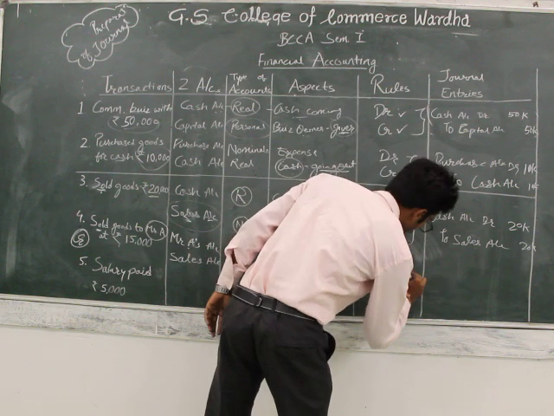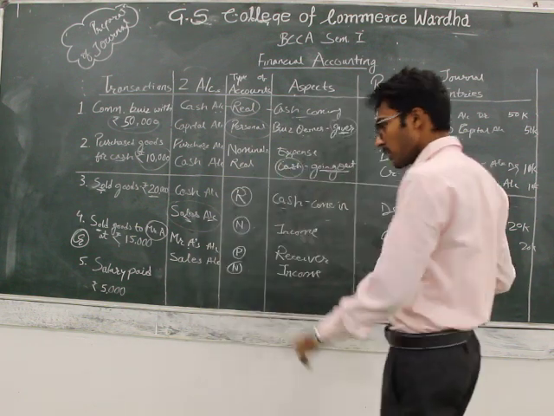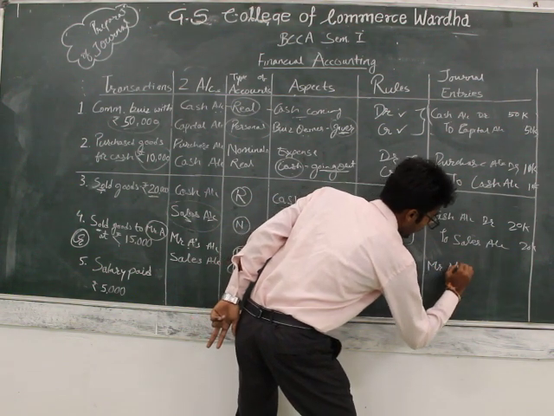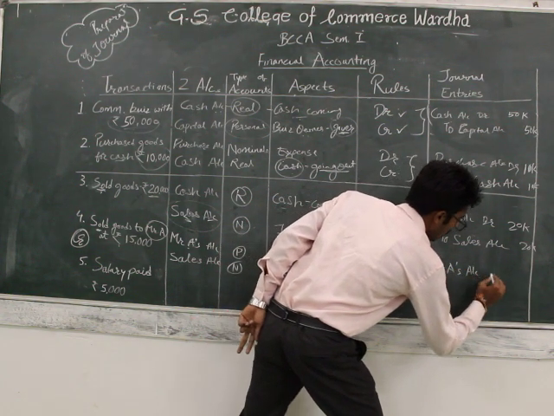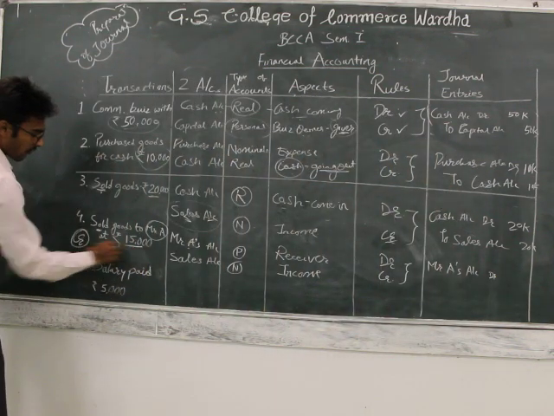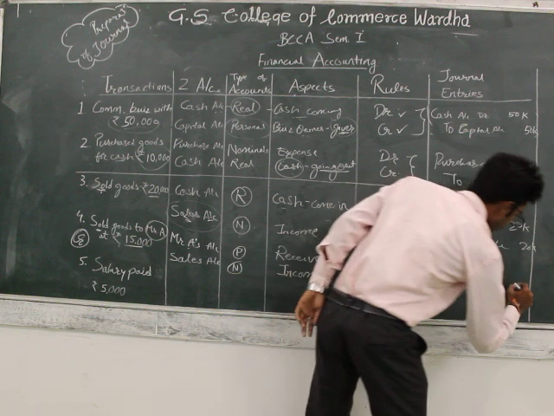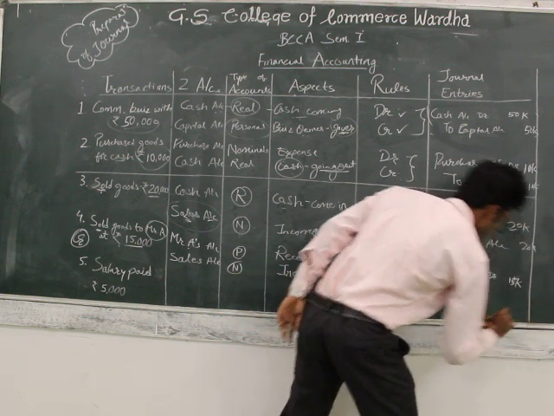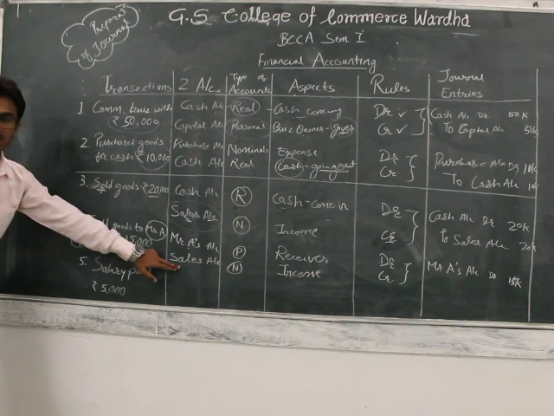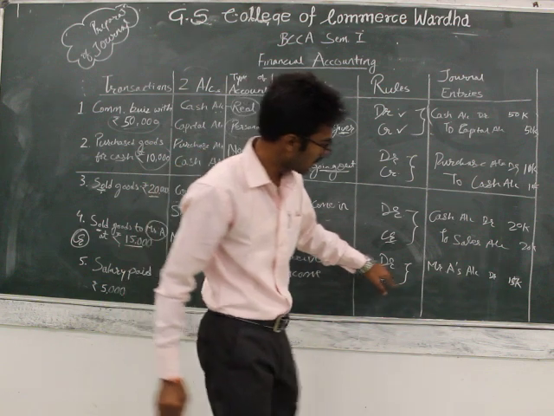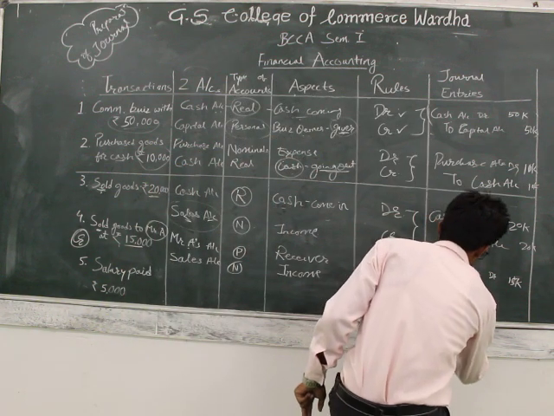The combined entry for this will be Mr. A's account debit by rupees 50,000. And the second account, sales account, income, should be credited. Hence, to sales account.